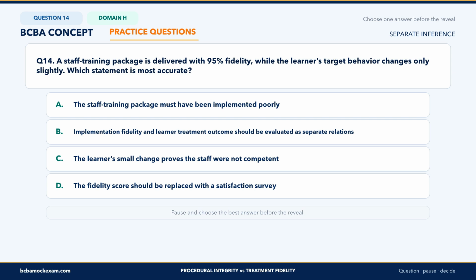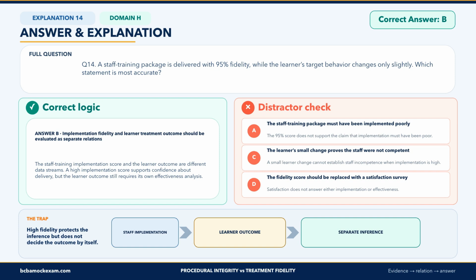Before the reveal, ask what the stem proves and what it leaves unknown. The evidence supports B. Implementation fidelity and learner treatment outcome should be evaluated as separate relations. The staff training implementation score and the learner outcome are different data streams. A high implementation score supports confidence about delivery, but the learner outcome still requires its own effectiveness analysis. The trap is that high fidelity protects the inference but does not decide the outcome by itself.